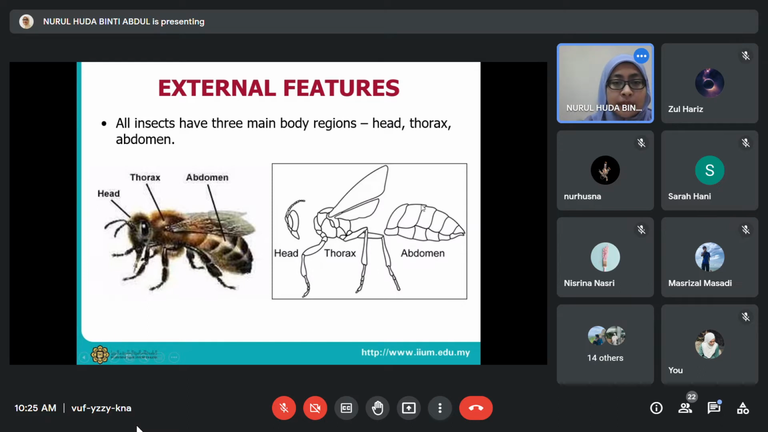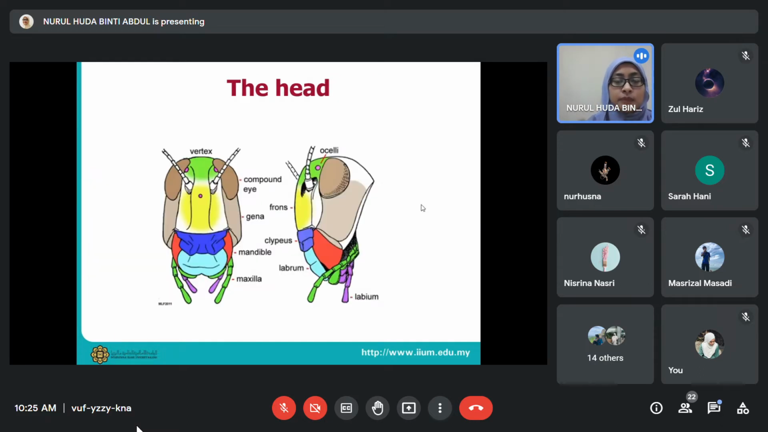Okay, so first one we look at the head. Okay, there are many characteristics in the head. Okay, this is the picture of grasshopper. Okay, they have compound eyes, they have mandible, which is mouthpart. They have maxilla, labrum, also mouthpart, and you can see the antenna. Okay, so this is on the head.